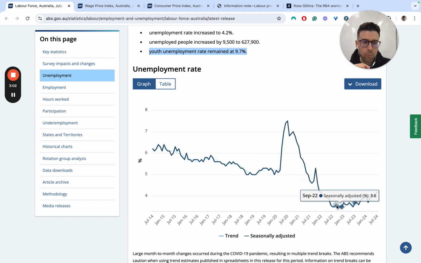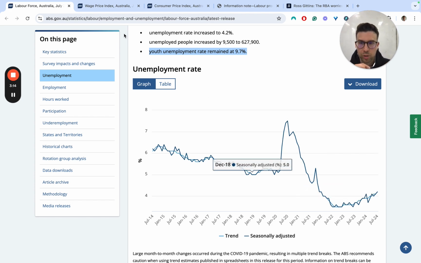But if we take a really quick look at the overall unemployment rate, as we can see, it is heading upwards. It hit a low of 3.5% in December 2022 and June 2023, and it is now moving upwards to 4.2%. So we're definitely seeing that upward trajectory.